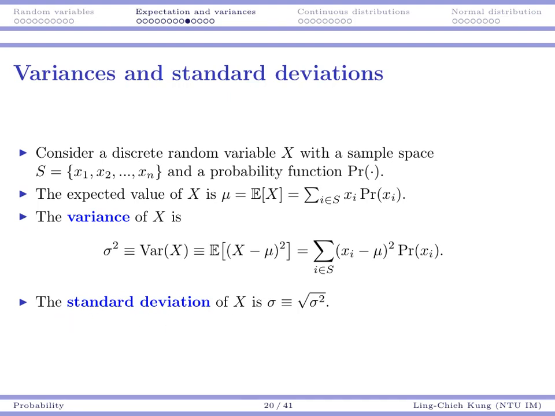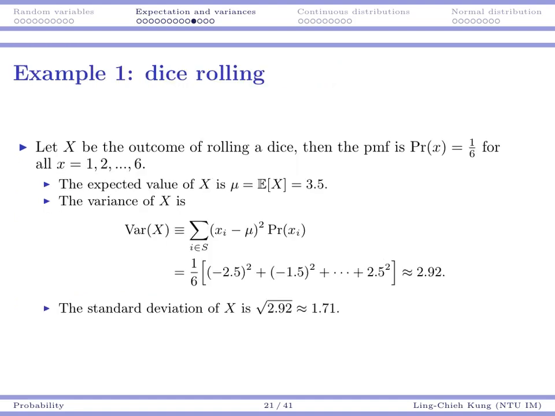And then the standard deviation of capital X would be the square root of sigma square. Okay, the square root of the variance. We use the notation sigma to denote the standard deviation of X, and sigma square for the variance. So let's see some examples.